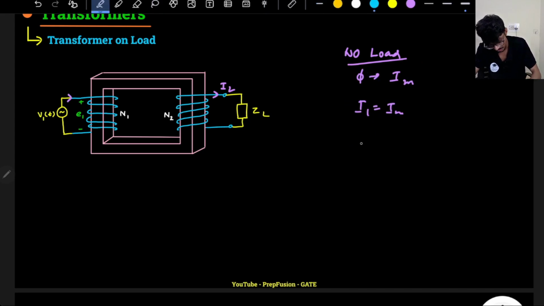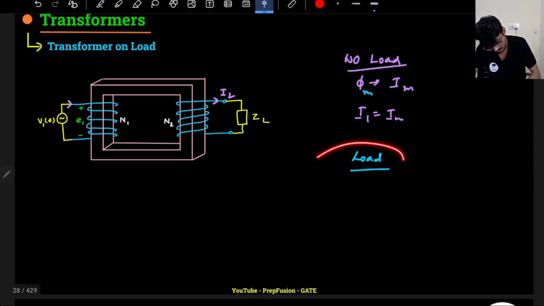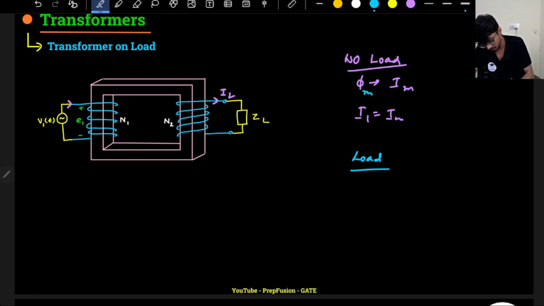Now as soon as the load has been connected to the secondary, what is the problem? Initially what was the flux? Let's assume the peak flux in the core was phi m. Now as soon as a load is connected, a current I2 will flow, and the polarity, all those things we know, this is plus minus, we have already discussed. If this current I2 flows, then this will also develop an MMF. The magnitude is N2 into I2. This is the MMF developed.